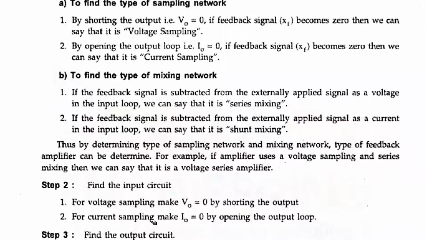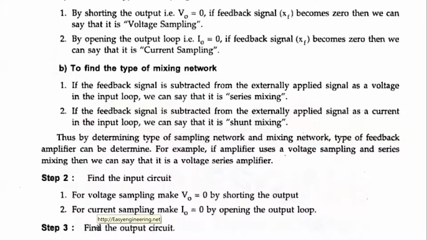Okay, that will be the input circuit. For current sampling, simply make the output current 0. So first you have identified the sampling. Suppose you got current sampling, then what you will do? Make the output current 0, right? Then whatever is the circuit, just draw. That is the input circuit.